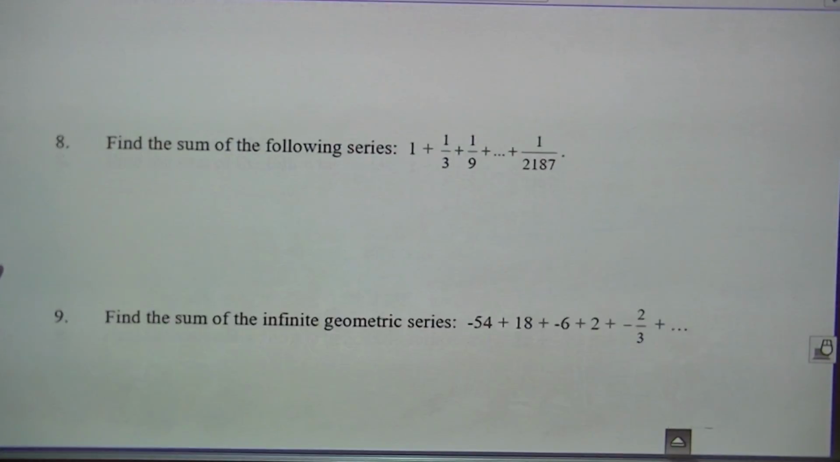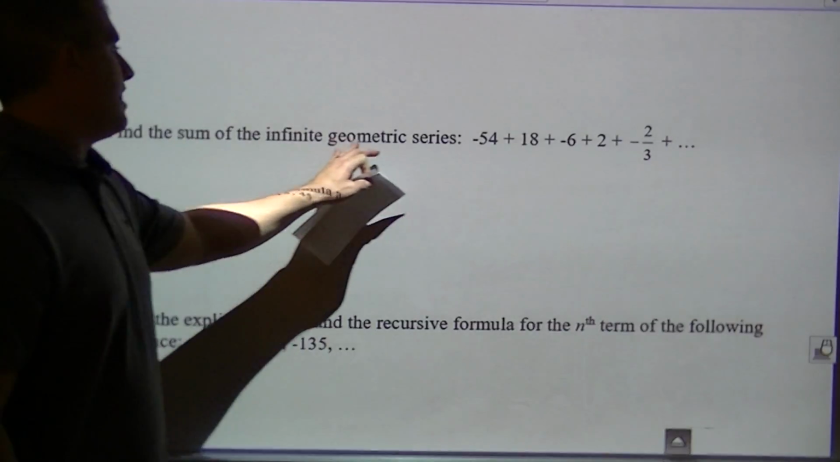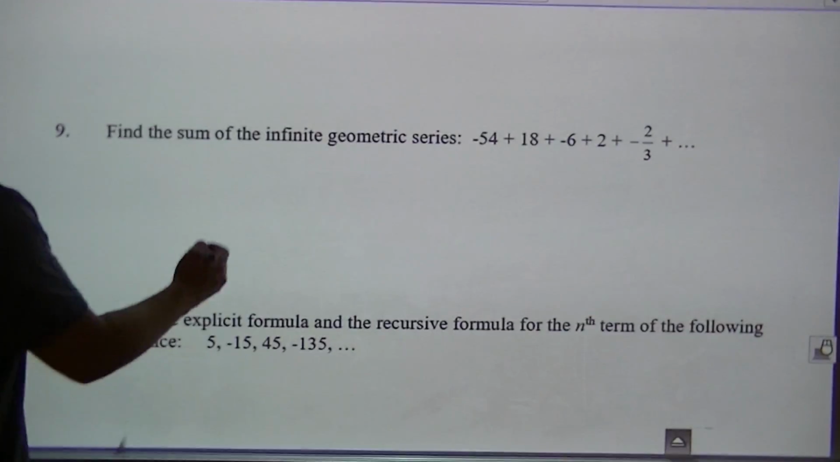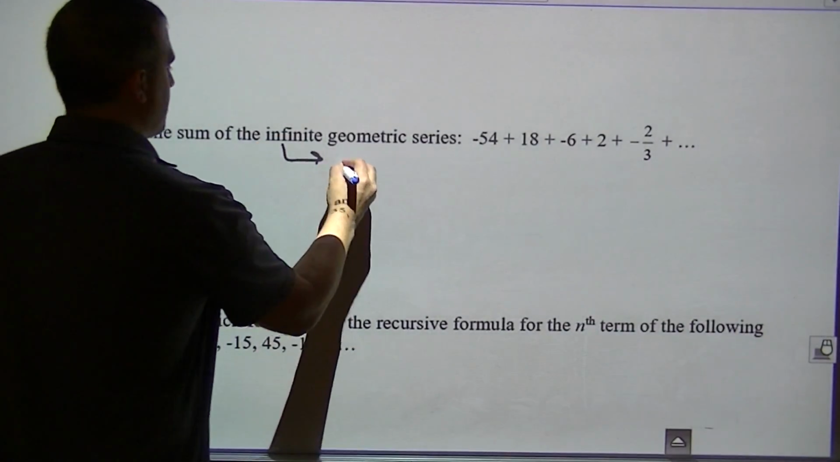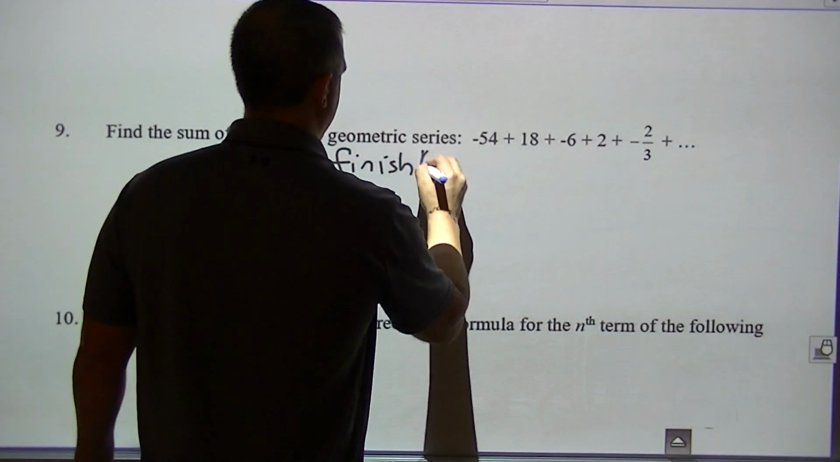Like I said, this is a supplement. You can go back and look at those other videos. This says find the sum of an infinite geometric series. Now, when they use the infinite, what we're going to do is use a finishing number of 100.